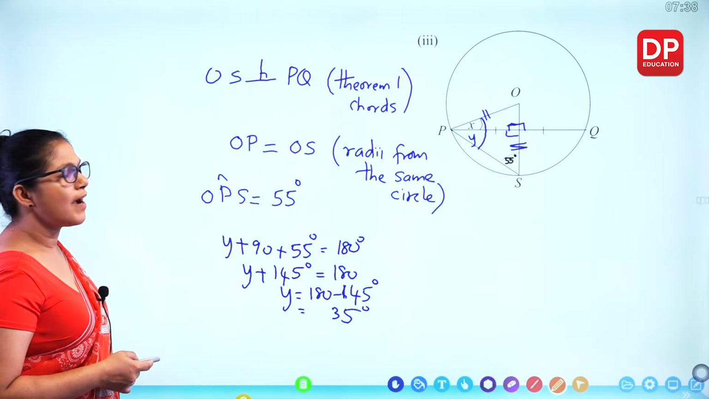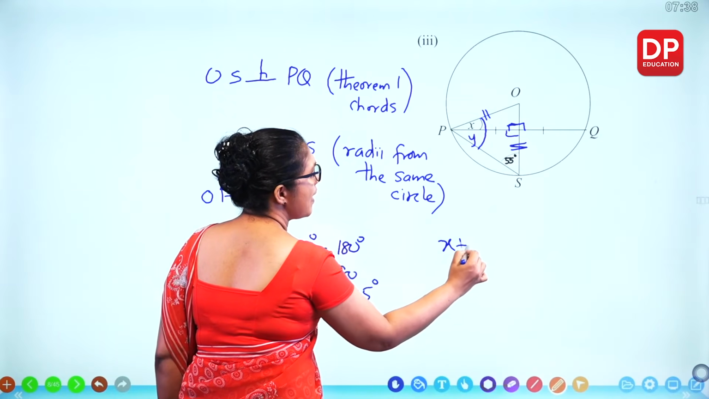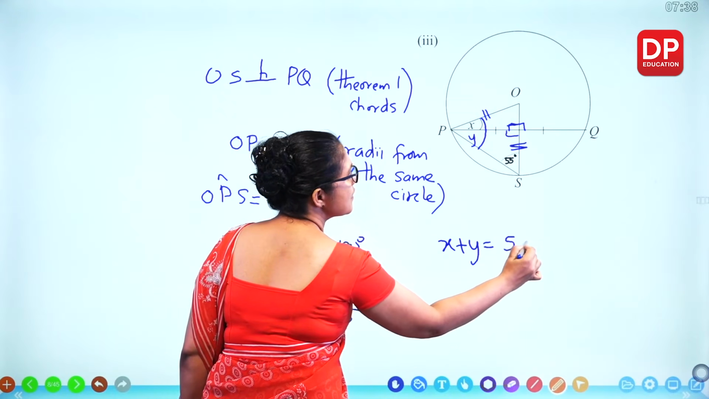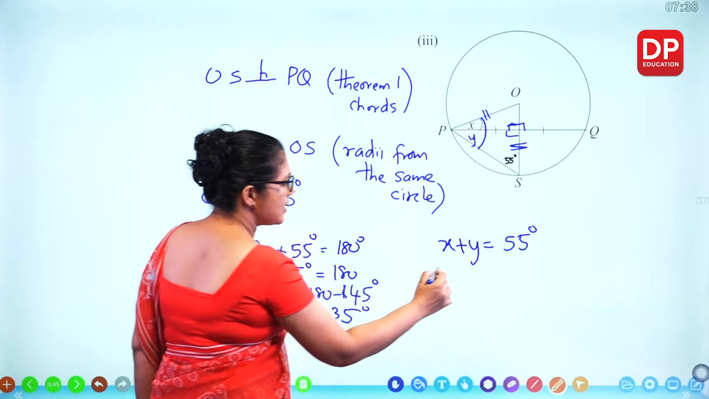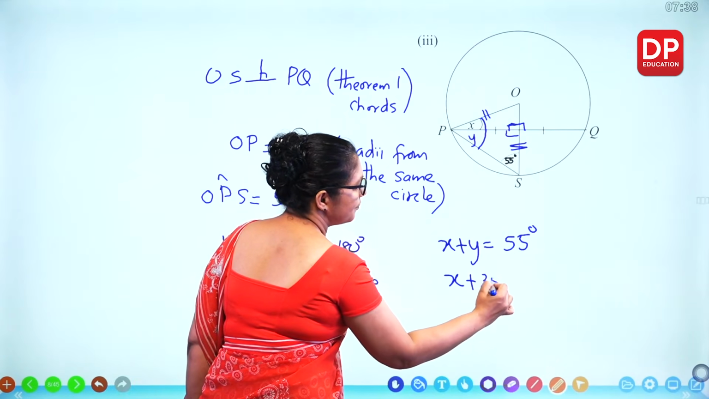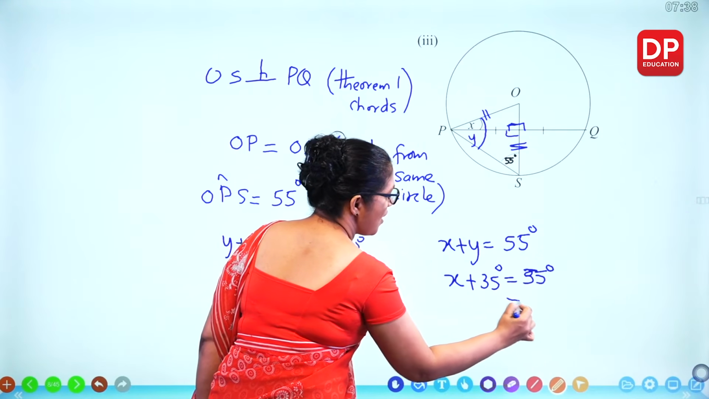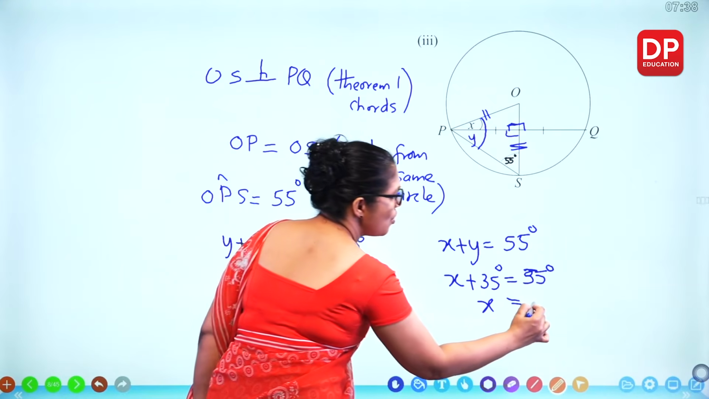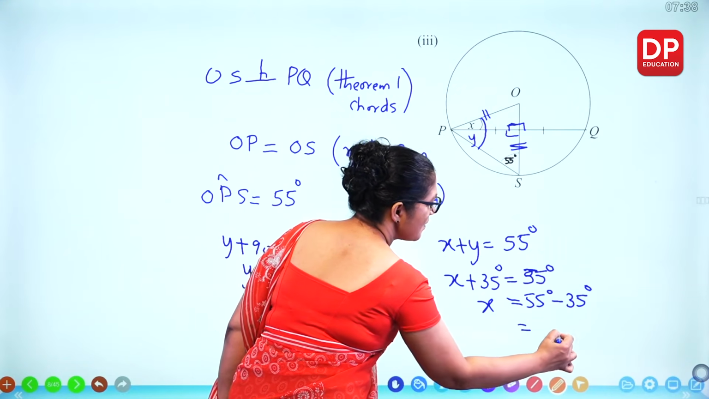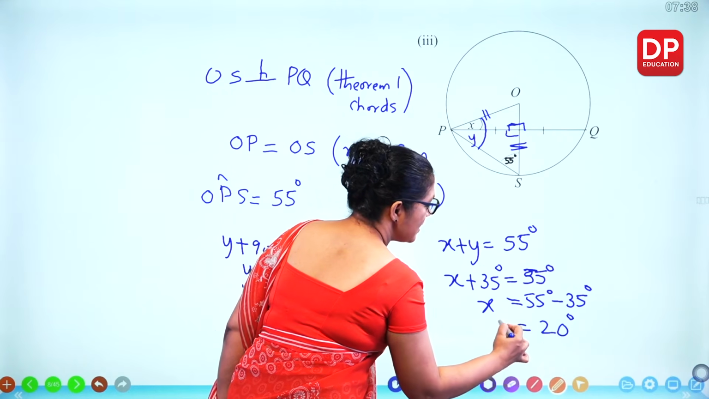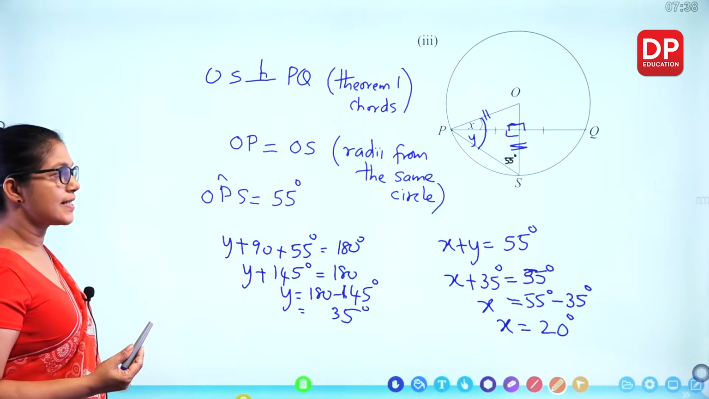We know this is 35 degrees, but the full angle we found out is 55. So how can we find x? x plus y we found is 55 before, but y is now 35. So plug the value there and subtract. So x is equal to 55 minus 35. What's the answer? 20 degrees. So this value becomes 20 degrees.